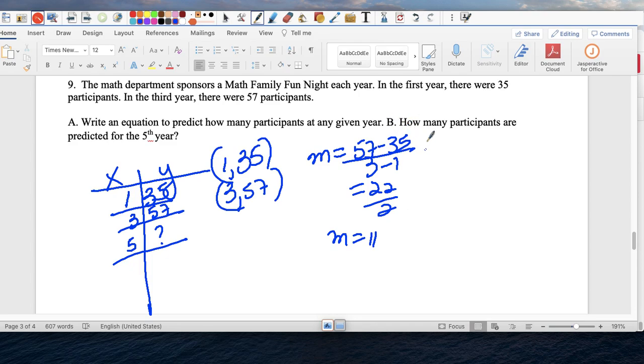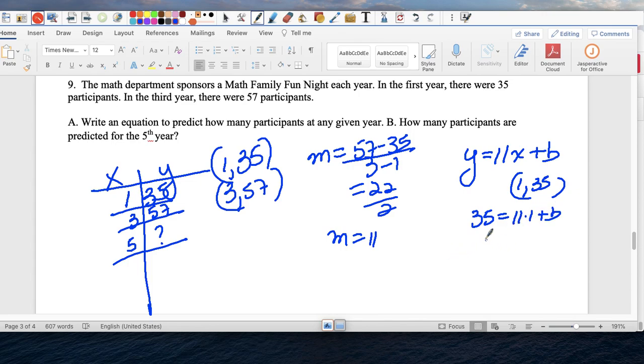So let's find the complete equation. y equals 11x plus b. Is there a b here? Let's use the point 1 and 35. So we get 35 equals 11 times 1 plus b. 35 equals 11 plus b. Minus 11 minus 11, that's a 0, and this is 24. So my final equation, y equals 11x plus 24.